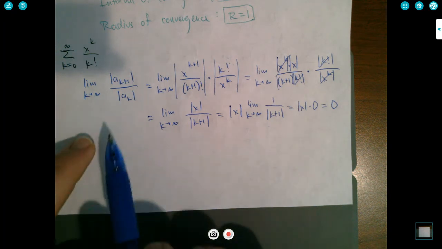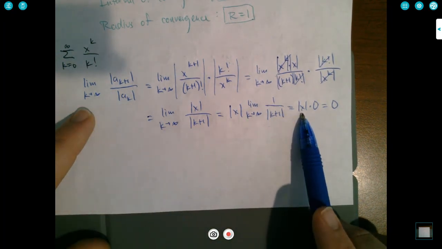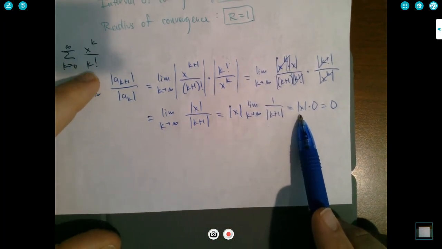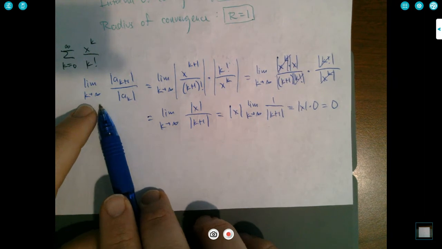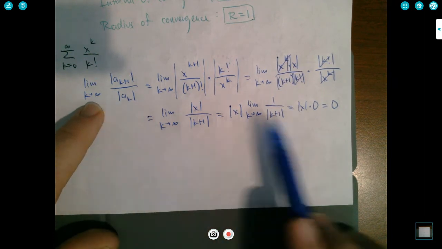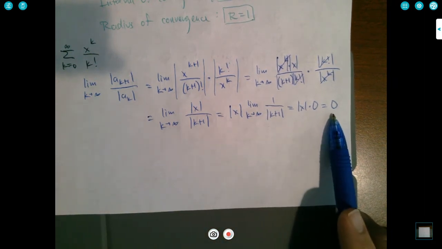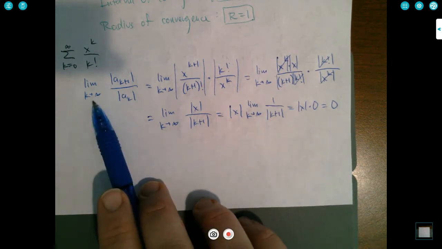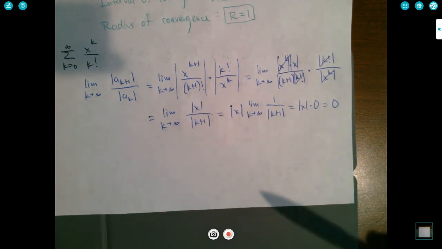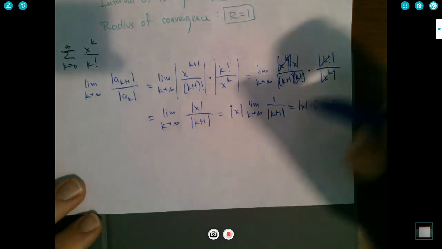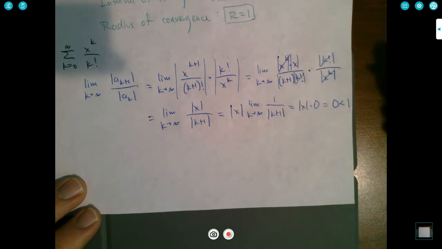That's interesting, right? Because what that tells us is that regardless of what we plug in for x in our power series here, the ratio test is always going to end in 0, which, by the way, is less than 1. So this limit is less than 1 for all real numbers x. That means that it converges for all real numbers x, right?